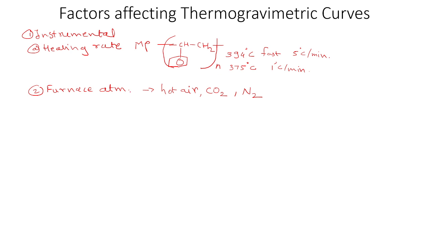For example, if you take the decomposition of calcium carbonate, it decomposes at higher temperature when the atmosphere is saturated with carbon dioxide, and it decomposes at lower temperature when it is a nitrogen atmosphere. The furnace atmosphere is kept according to the nature of the sample. Generally, one of the following furnace atmospheres is used in the thermogravimetric study.